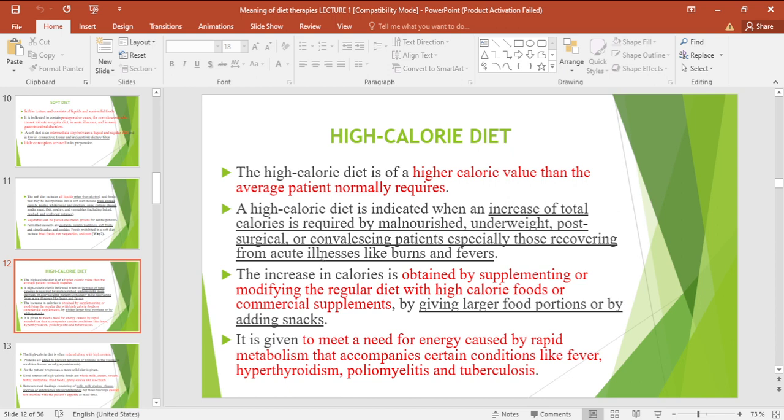And the increase in calories is obtained by supplementing or modifying the regular diet with high-calorie foods or commercial supplements, by giving larger food portions or by adding snacks. So you can also maximize the amount of calories by adding snacks on the regular foods they consume and also giving larger food portions at a time. So this diet is basically given to meet a need for energy that is caused by rapid metabolism, and this usually accompanies certain conditions like fever, hyperthyroidism, poliomyelitis, and tuberculosis.